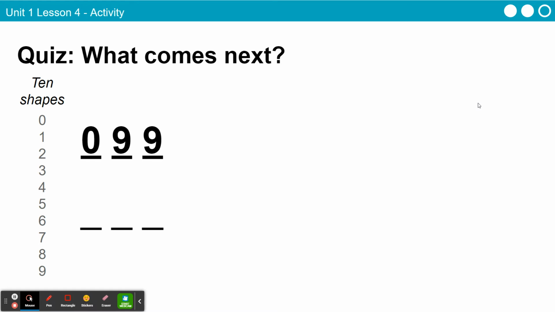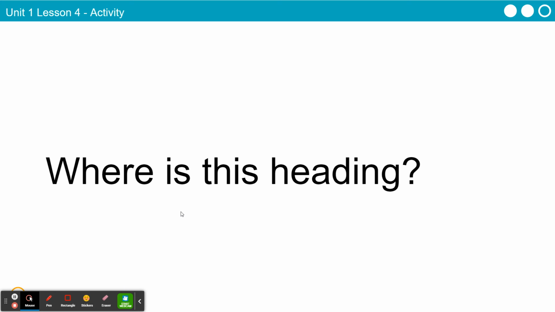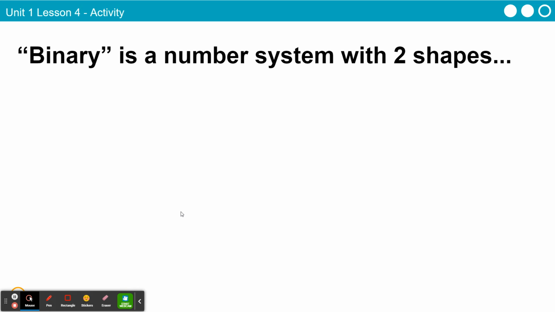So if we're thinking about that, what comes after 0, 9, 9? Well, this is going to become a 0, and this is going to become a 0, and this is going to turn into a 1. So hopefully, you came up with 100. And then 101, 102, 103, 104. I'm just adding a place value. And I go from 100 times 10 goes to 1,000. And where is this heading? Well, it's heading for binary. That's one of the things it's heading for.